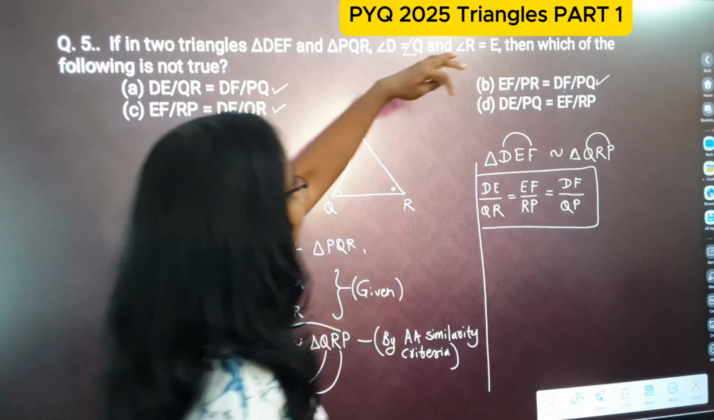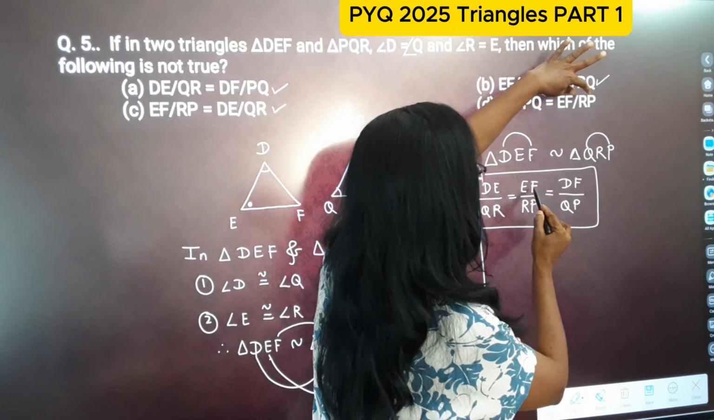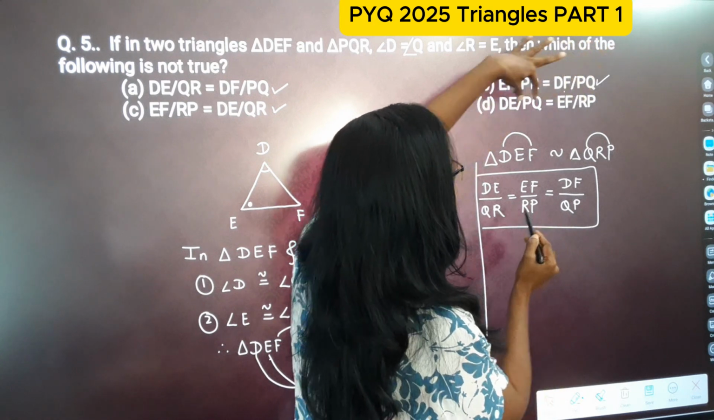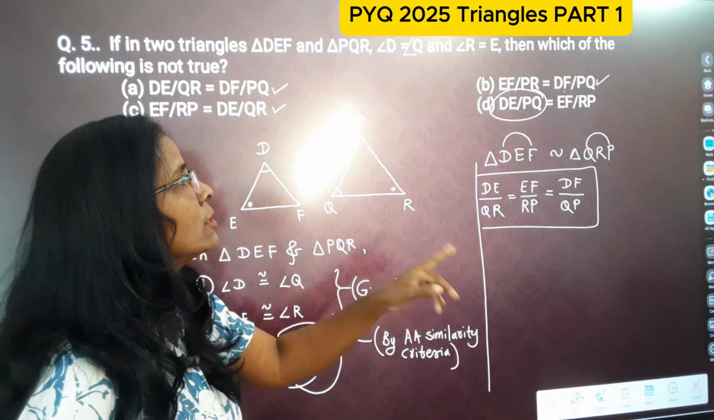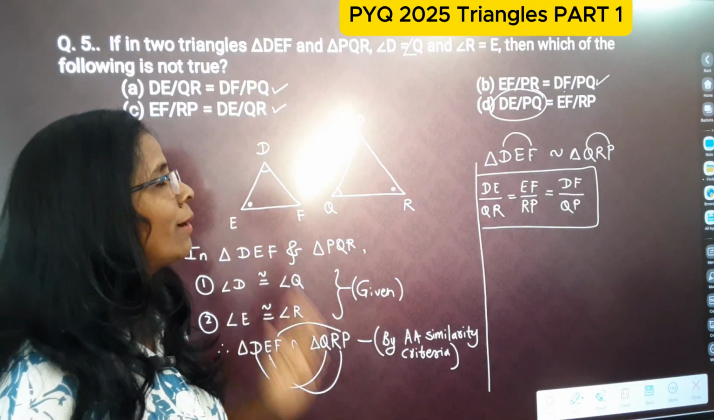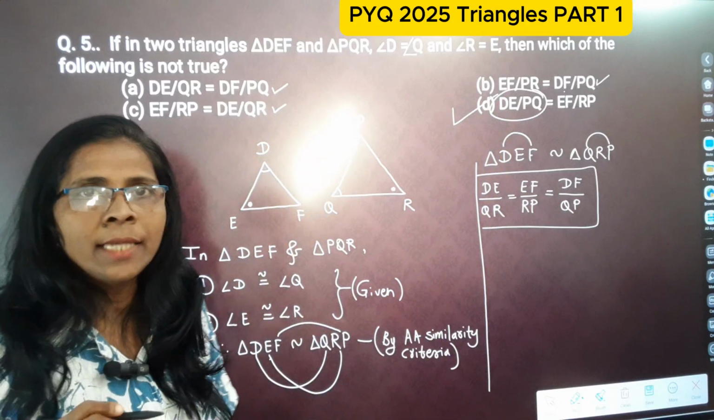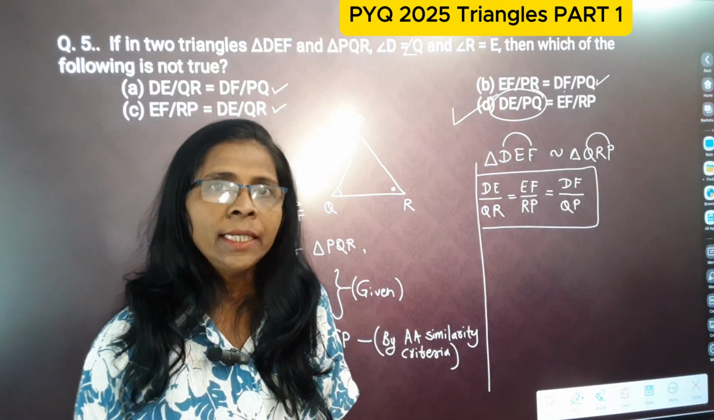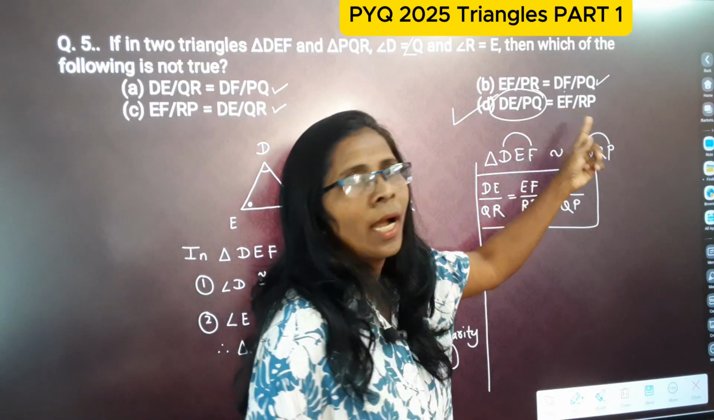But now let us check this DE upon PQ. No, it is a wrong ratio. EF upon RP is a correct ratio, but this one is the wrong ratio. So that means students, our correct answer is option D, which is DE upon PQ is equal to EF upon RP.